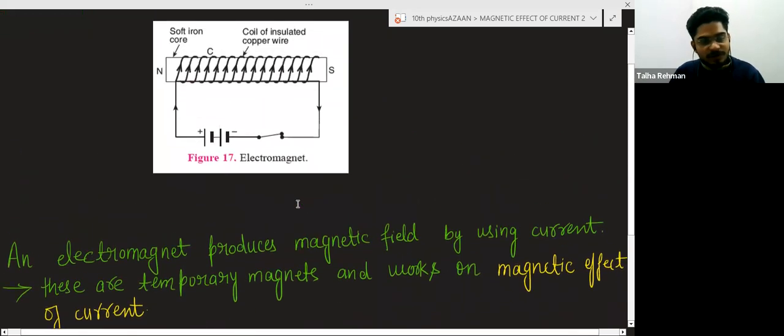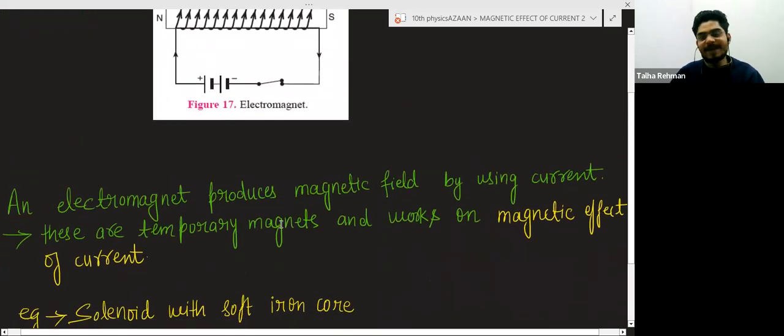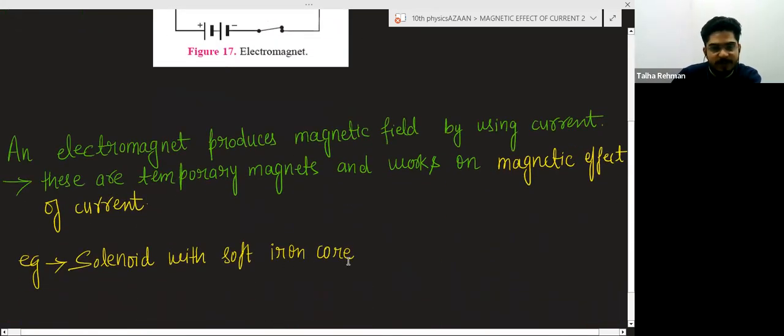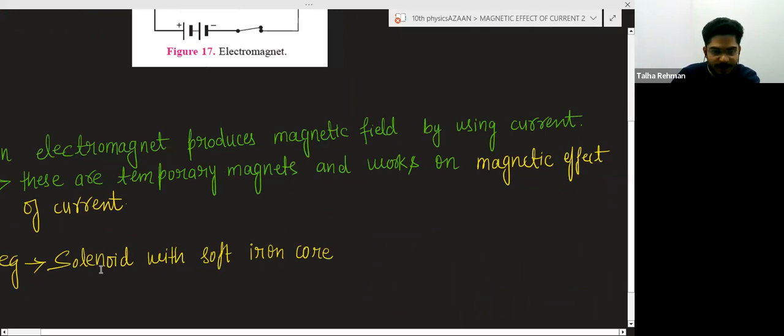So the example of the electromagnet is a solenoid with soft iron core. You can say this is a solenoid. This is also a solenoid. A solenoid is an electromagnet. So what is an electromagnet? An electromagnet produces the magnetic field by using current. These are temporary magnets, working on the magnetic effect of current. After that, the next topic is solenoid.